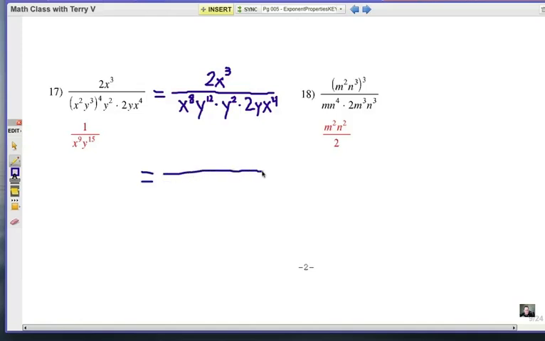So we still have 2x to the third on the top. And notice how we have a 2 coefficient and no other 2 coefficients there. So let's put the 2 there. And we have x's, x to the 8th and x to the 4th, and that would be x to the 12th. And the y's would be, we have the 12 y's there, another 2 would be 14, and then 15. All right.